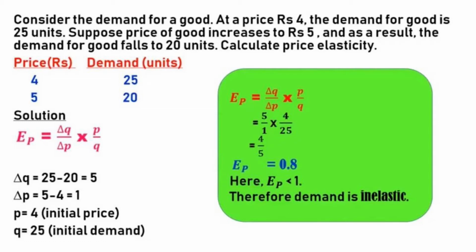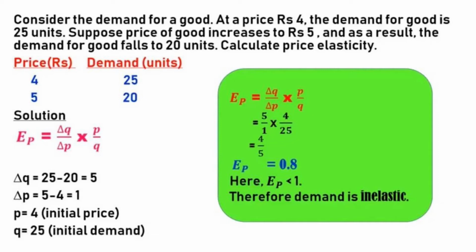So for the solution, using the formula, you have to write this. Price elasticity of demand is equal to change in quantity divided by change in price into price divided by quantity. What is the change in quantity? It is 25 to 20. The old quantity was 25 when the price was less. When the price is more, that is the new price, raised to 5 rupees, the quantity changed to 20. So 25 minus 20 is equal to 5. That is the quantity demanded. When the price is less, demand was more. When the price is more, the quantity is less.